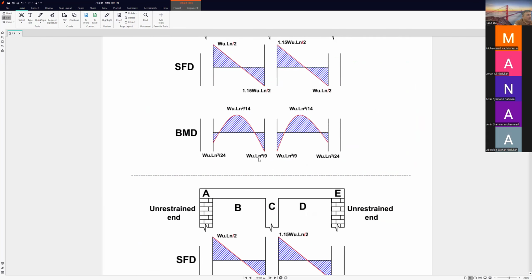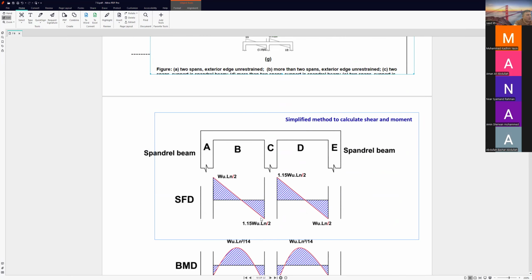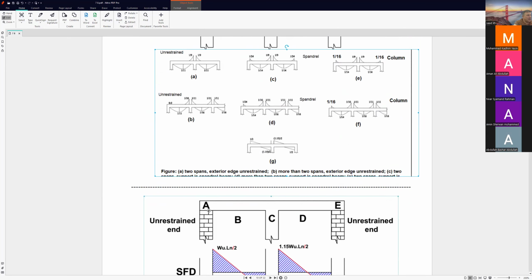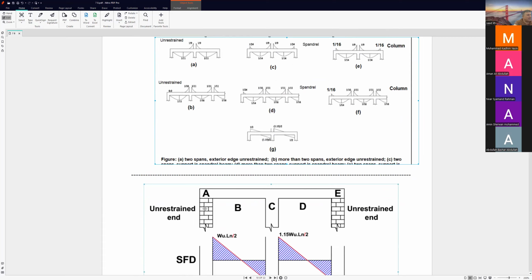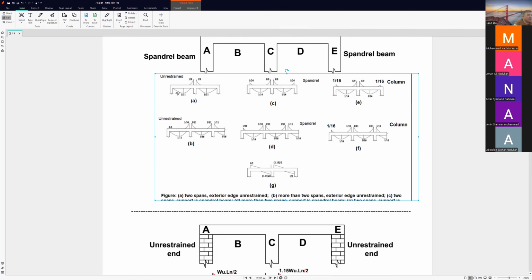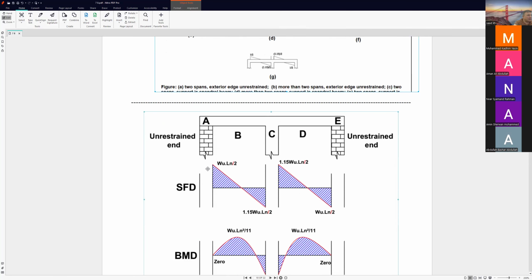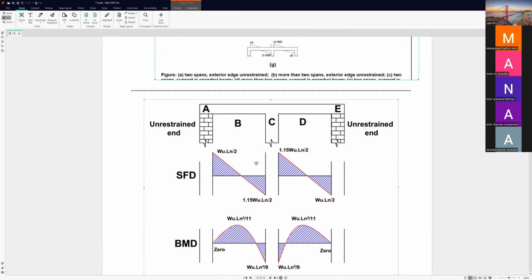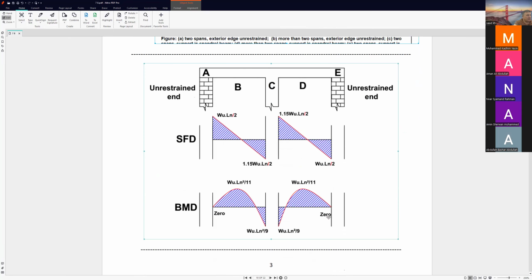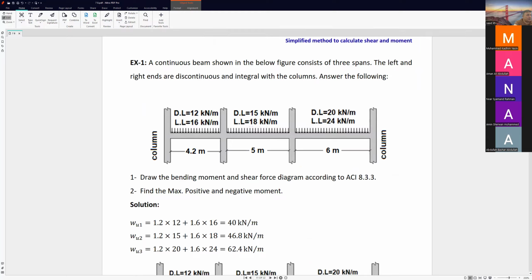So here we have two spans of unrestrained. This one, A. So A, B, C, D, E. We have shear force, it's the same, WLn over 2, 1.15 WLn over 2, 1.15 WLn over 2, WLn over 2. Now we have 0, 1 over 11, 1 over 9, 0, 1 over 11, 1 over 9. Then we have 1 over 9, 1 over 11, 0, 1 over 9, 1 over 11, 0. So here, this is the example of the continuous beam.